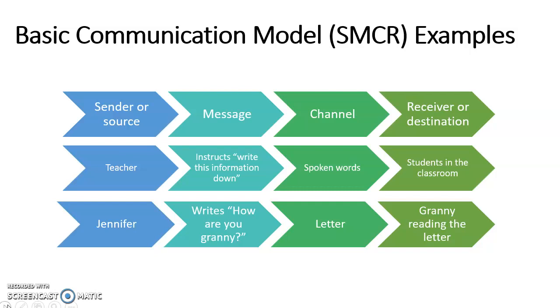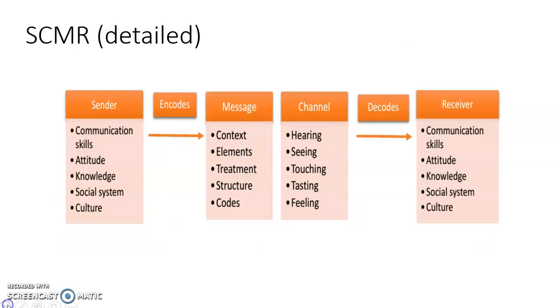So this is called an SMCR model. It's also called a Berlo model, after the person who designed it. And the flaw in it is that it allows for no feedback. Okay, just to look at it in a little bit more detail. So the sender will be influenced by their ability to communicate. So whether they're speaking in their home language, for example, or not.